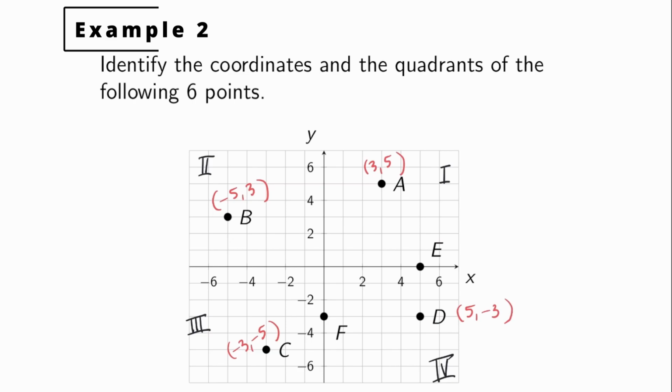Now E lies along the x-axis, so it's not in any quadrant. Its x-coordinate is 5, and since it lies on the x-axis, its y-coordinate is 0, because anything along the x-axis would have y-coordinate 0. So this is (5, 0). And finally, our last point, F, lies along the y-axis, so its x-coordinate is 0, and its y-coordinate is -3. So it's (0, -3). Again, it lies on the y-axis, so it's not in any of the 4 quadrants.